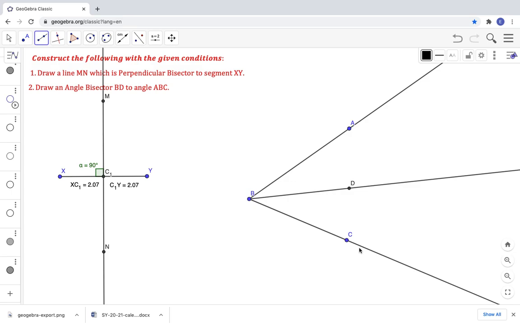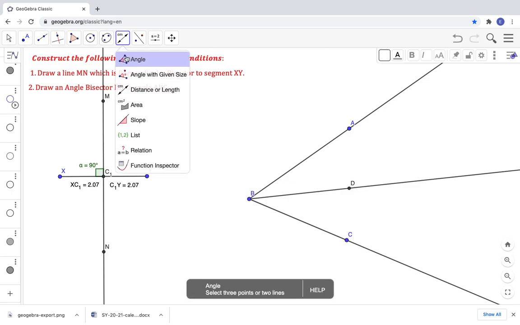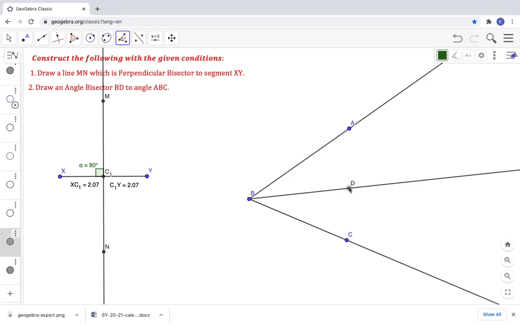How do we know that? So let us show the angle DBA and angle CBD. So notice that these two angles have the same measure. Therefore, they are congruent because they are bisected by ray BD.